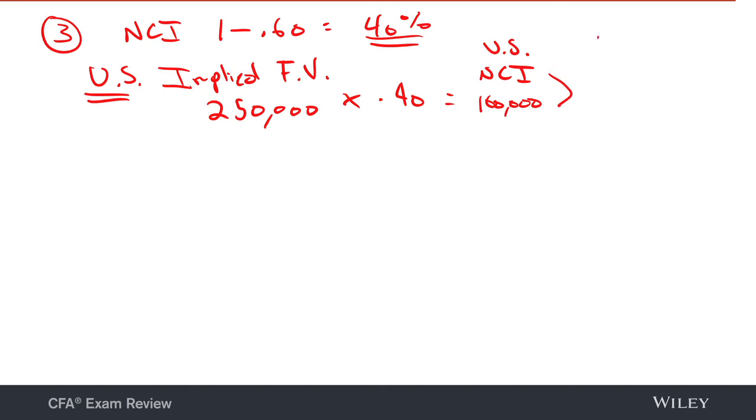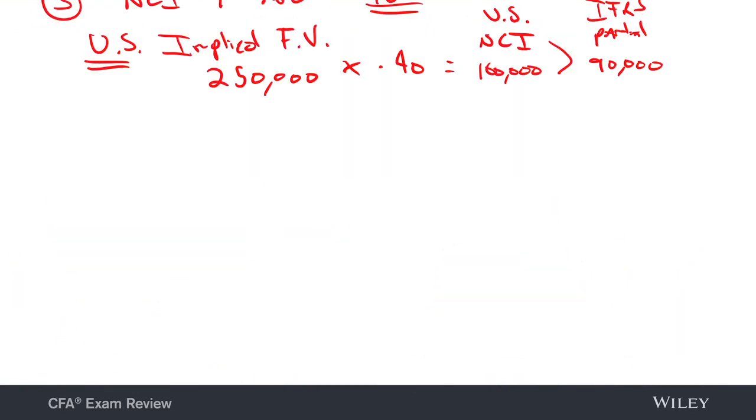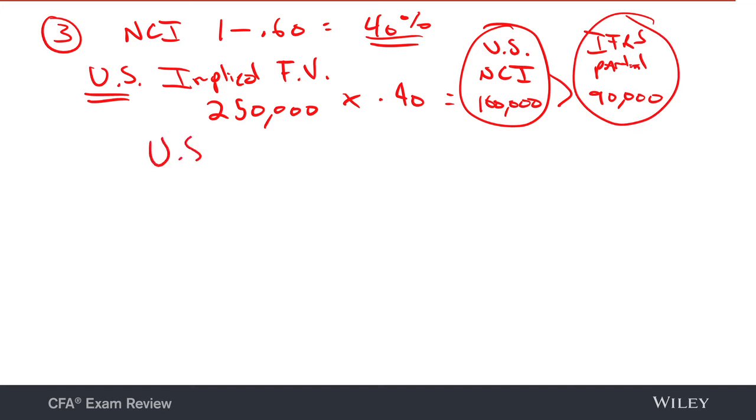Conversely, if you had chosen IFRS, partial goodwill method, your non-controlling interest would have been how much? $90,000. Remember that? Under IFRS, your partial goodwill, if you go back to our setup, is based upon the fair market value of the identifiable equity. 225 times that 40%, $90,000. So in our question, ready? Full goodwill method results in a non-controlling interest of 100. Partial goodwill results in a non-controlling interest of only 90. So under US GAAP, your non-controlling interest is higher by $10,000.